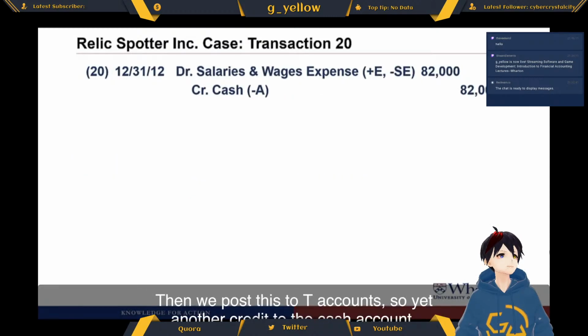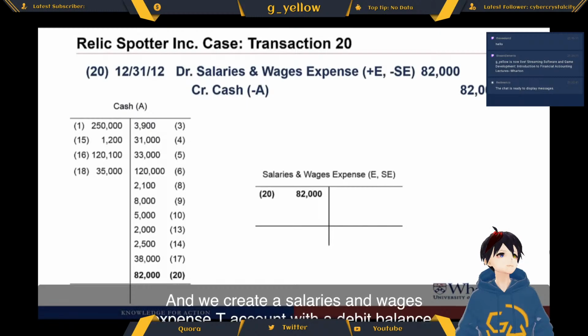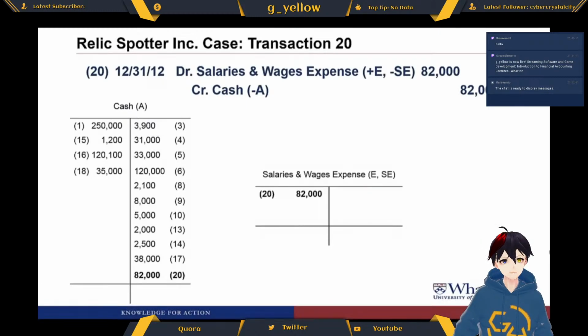Then we post this to T accounts, so yet another credit to the cash account, and we create a salaries and wages expense T account with a debit balance.